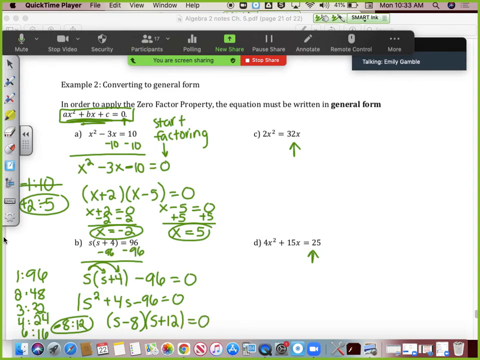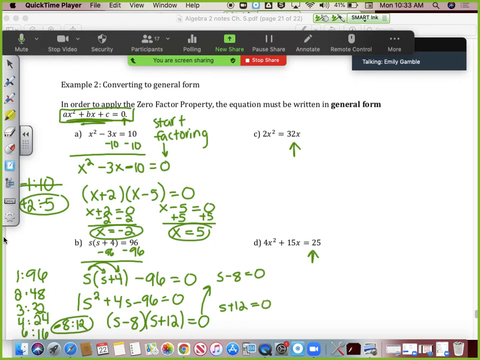Once you have it in its factored form like this, then it's time for you to split it up into two separate equations equal to 0. I know I'm kind of running out of room, so I'm just going to continue it right here. This would be s minus 8 equals 0 and s plus 12 equals 0.